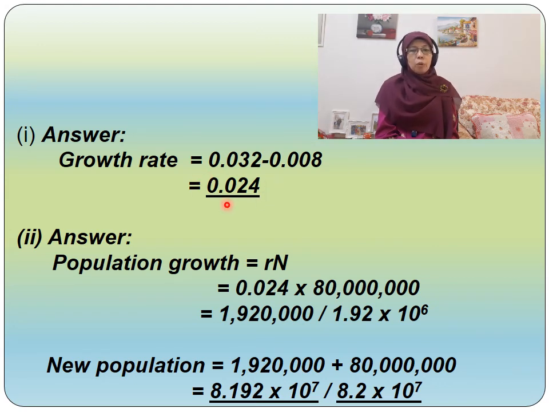For the second one, population growth equals R times N. N is the population size. So R equals 0.024 times 80 million, which is the population size. That equals 1.92 times 10 to the power of 6. So the new population equals 1.92 times 10 to the power of 6 plus 80 million. So you're going to get 8.2 times 10 to the power of 7.